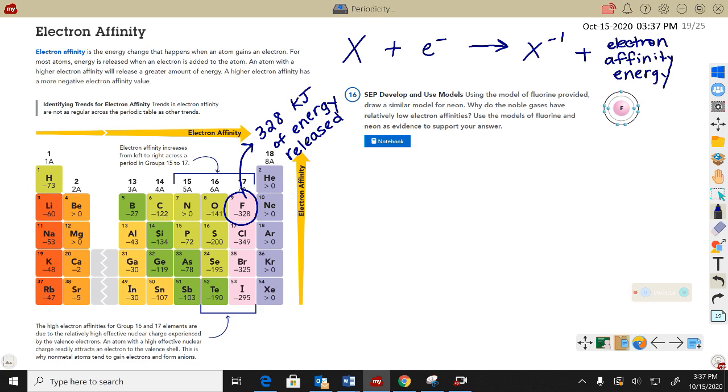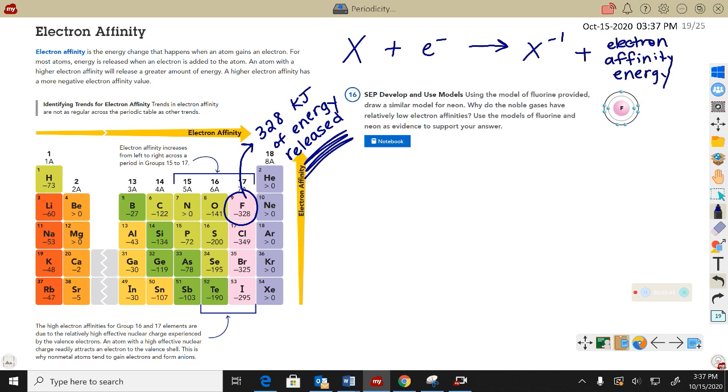Again, I don't care so much about the negative. Anytime you see a number, it's referring to energy released. That's kind of the key here with electron affinity. It's energy produced. And so we're just looking for the greatest numerical values. Where do I find some of the largest electron affinity energies? In fact, it seems like as I go across, they, in general, increase.